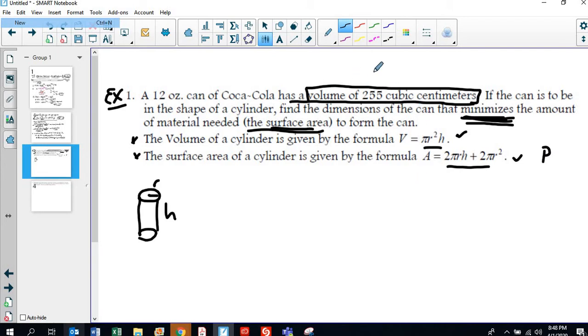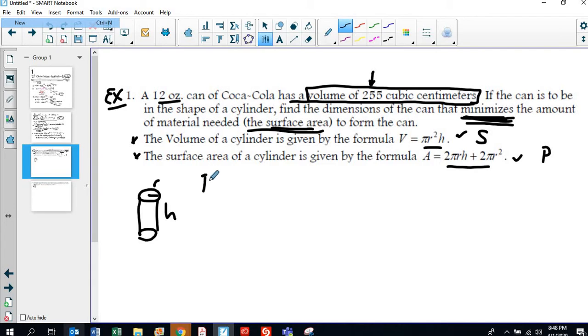Another way to know is the fact that they tell you the volume of a Coke can is supposed to hold 255 cubic centimeters. It's a 12-ounce can of Coke. It's not a 20-ounce bottle. It's not a 2-liter bottle. It is a 12-ounce can, and that holds 255 cubic centimeters. So that is fixed. That's secondary.